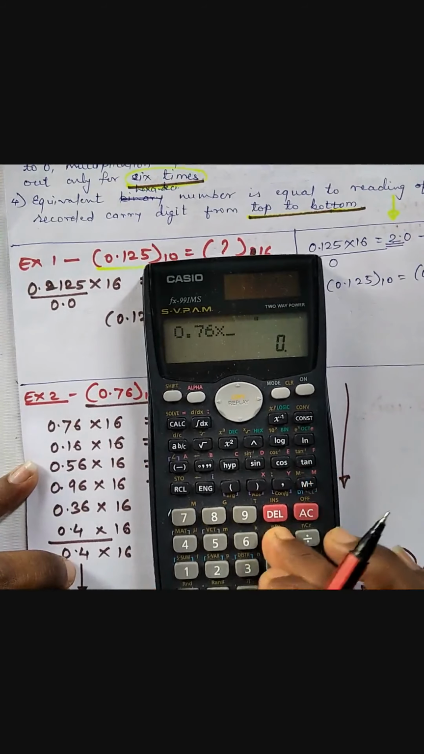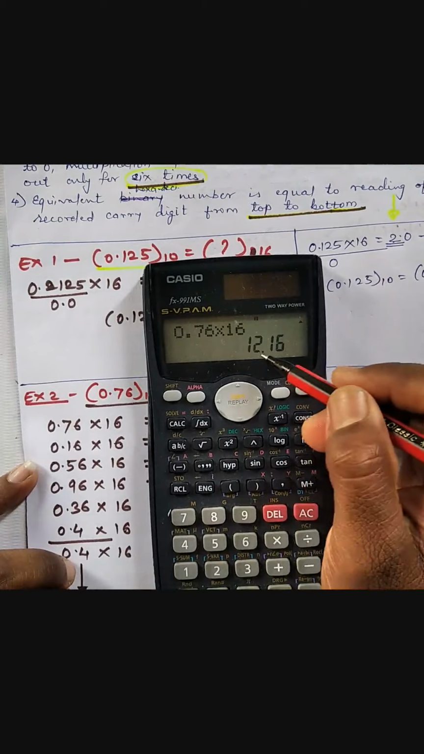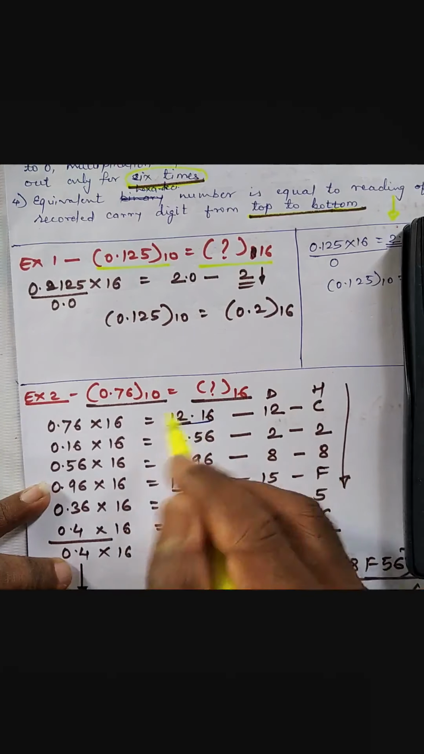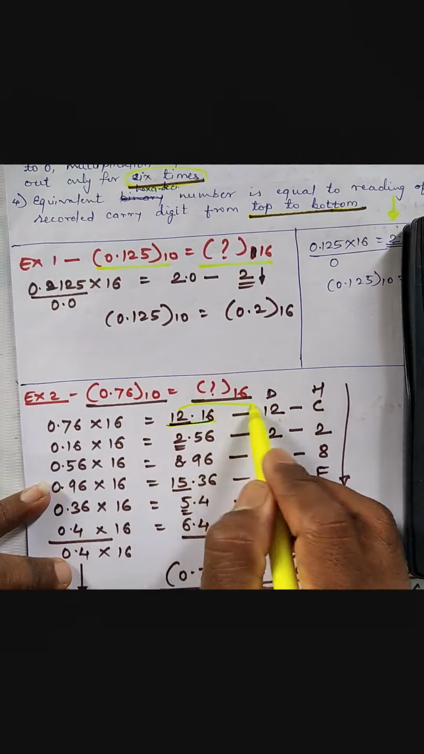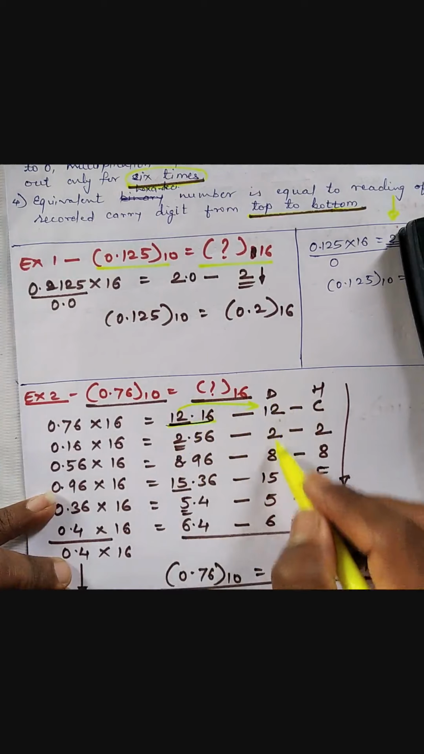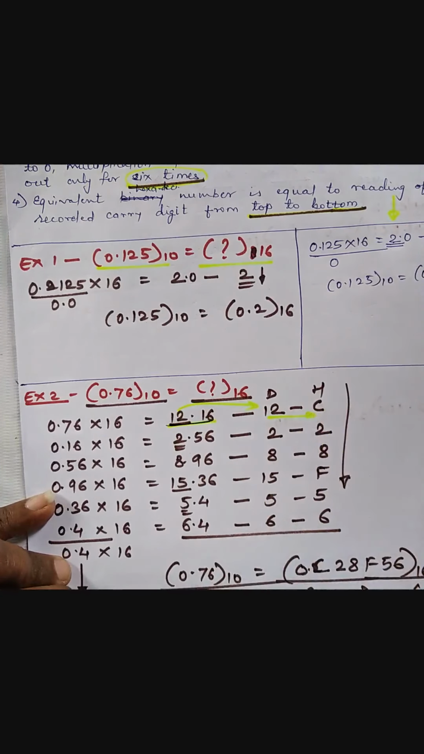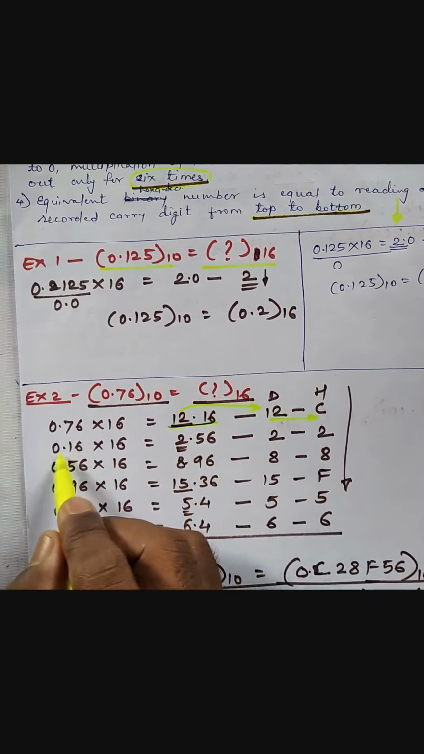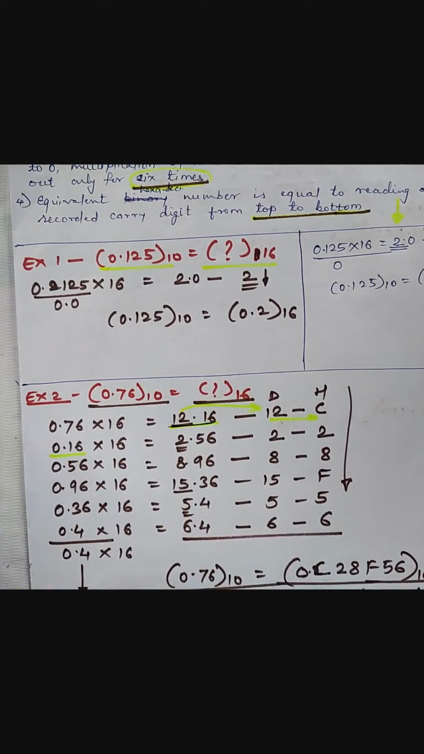0.76 into 16 gives 12.16. I have written this 12.16 here. Now taking this 12, these are in decimal form, which we are supposed to convert into hexadecimal form. Taking 12 out of this, what is left is 0.16.